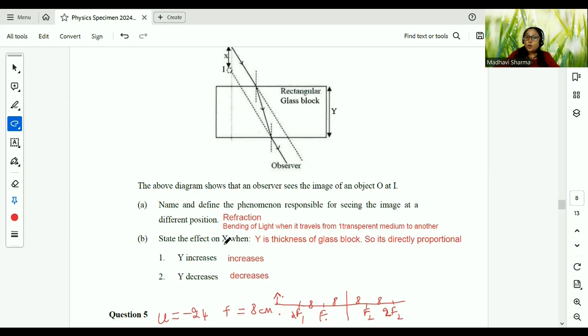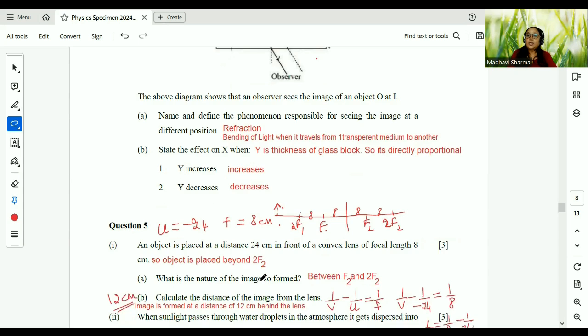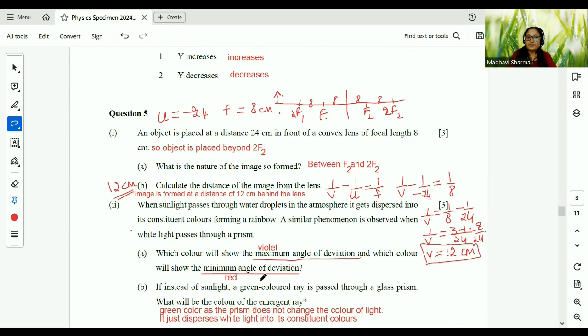State the effect of Y on X. X is the lateral displacement. Yes, when Y increases or Y decreases. Lateral displacement is directly proportional to the thickness of the block, children. Yes, Y is the thickness of the block. And so Y increases, X increases. Y decreases, X decreases.